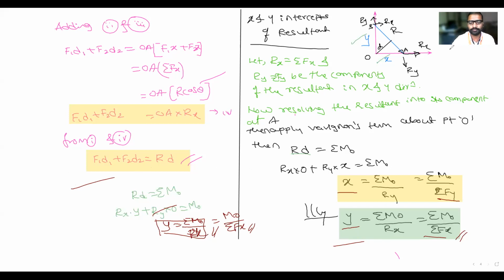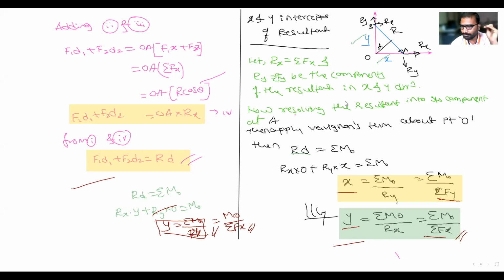Is it clear, everyone? Yes, sir. Okay, tell me. Sir, how will a question come on Varignon's theorem? Derive Varignon's theorem, directly it will come like that. Otherwise, the problem where we found Fx and Fy and the resultant, afterwards they ask for the moment about a point.